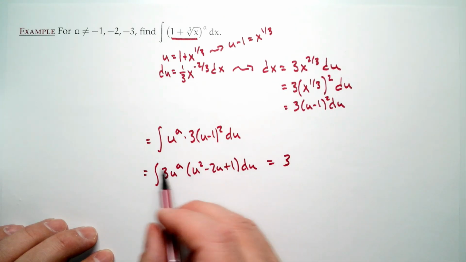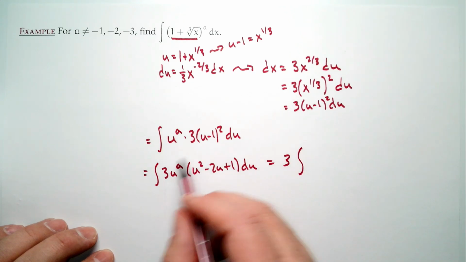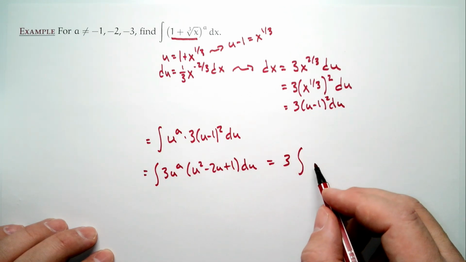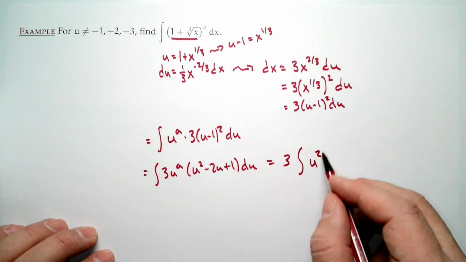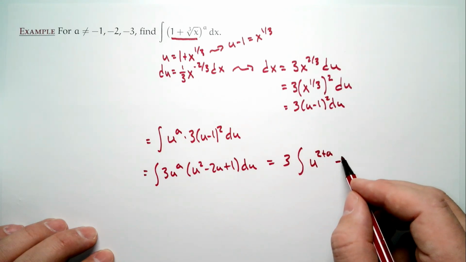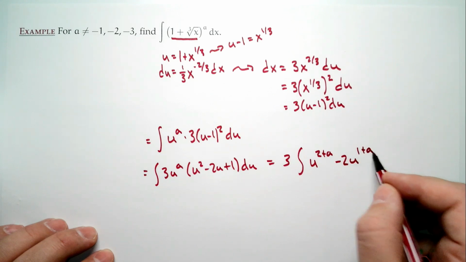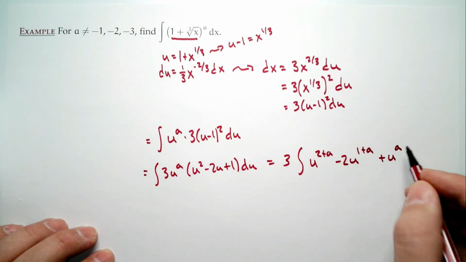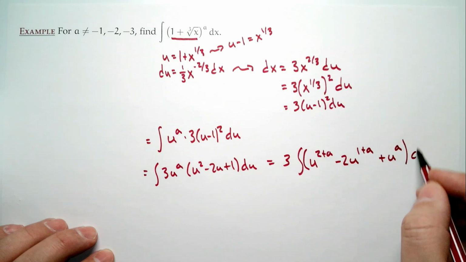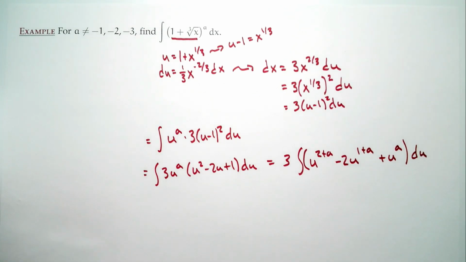Actually, I can pull the 3 all the way out, and then multiply this u^a through. So that's 3 times u^(2+a), minus 2u^(1+a), plus u^a. Now the question is, can we integrate these pieces? In other words, can I integrate u to a power? And the answer is yes.